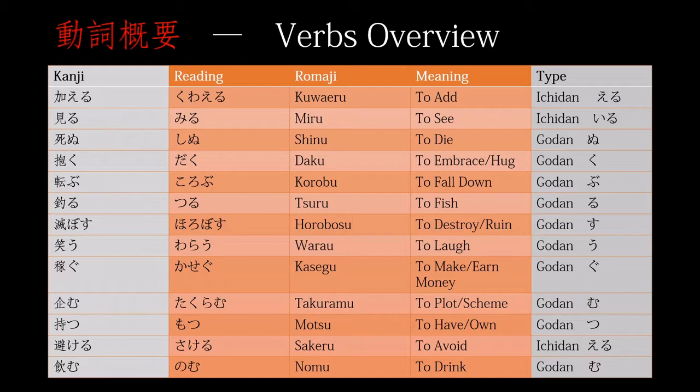And these verbs are from the Ichidan section, kuwaeru and miru, meaning to add and to see. Then the Godan section has shinu, to die, daku, to embrace or hug, korobu, to fall down, tsuru, to fish, horobosu, to destroy or ruin, warau, to laugh, kasegu, to make or earn money, takuramu, to plot or scheme, motsu, to have or own, sakeru, to avoid, that is an Ichidan, nomu, to drink, once again a Godan. The last two will be used in our examples when we explain how to form stems.